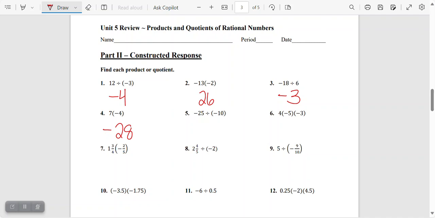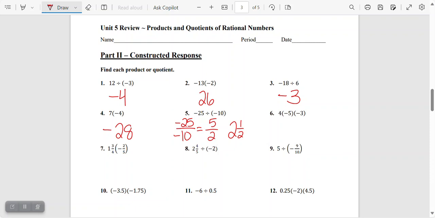Number 5, we can do this a couple of different ways. You could stack it up like a fraction, 25 over 10. They're both divisible by 5. That gives us 5 over 2. But because it's a negative over a negative, we do get a positive. You could write 2 1/2. If you did long division, you would get 2.5. But please make sure you have a positive answer there.